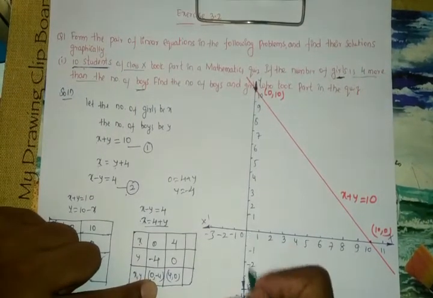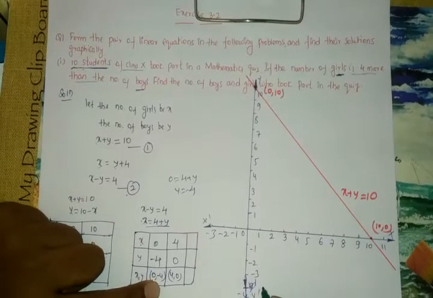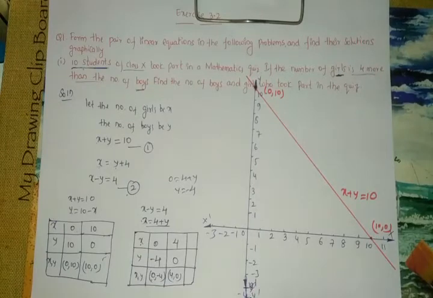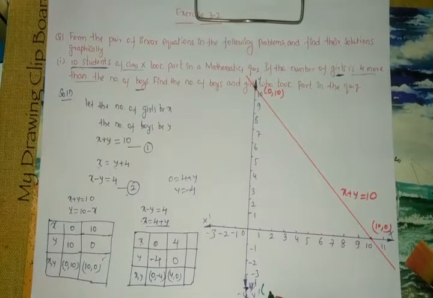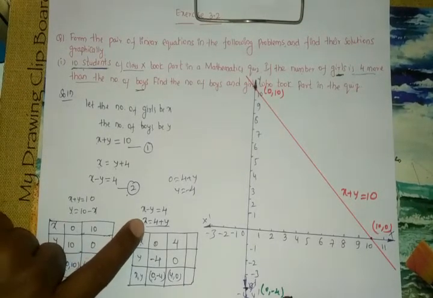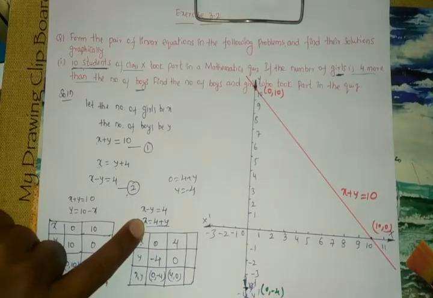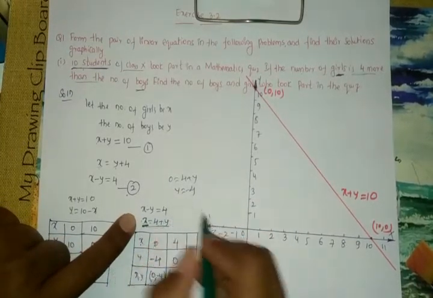So x is 0, y is minus 4. This is the point 0 comma minus 4. Or if you take the value of x as, say, 2 or 1, the corresponding value of y will be reducing. Let me take x as 2.